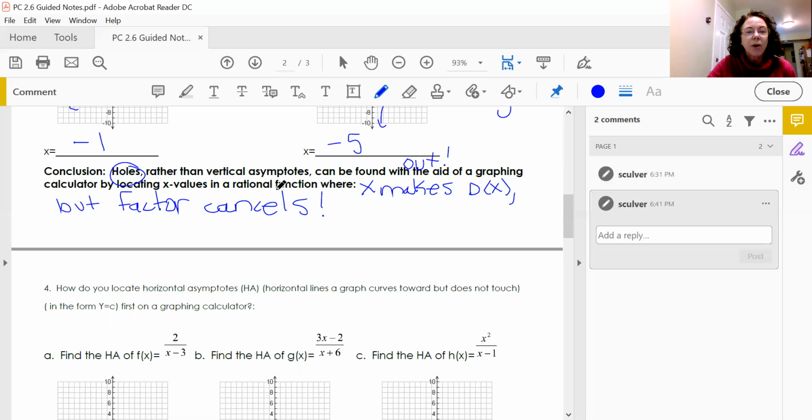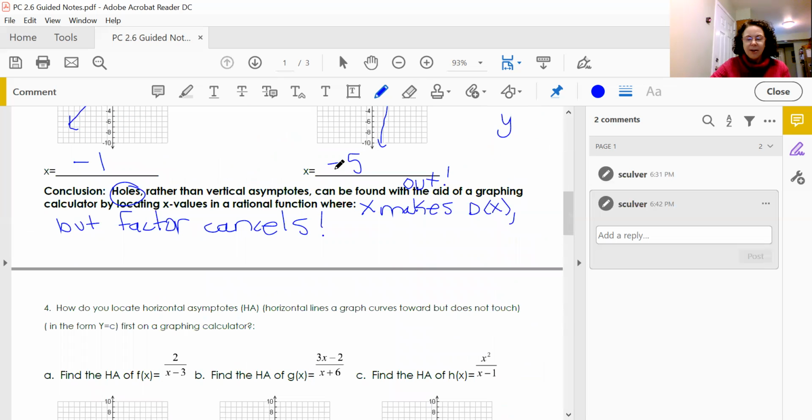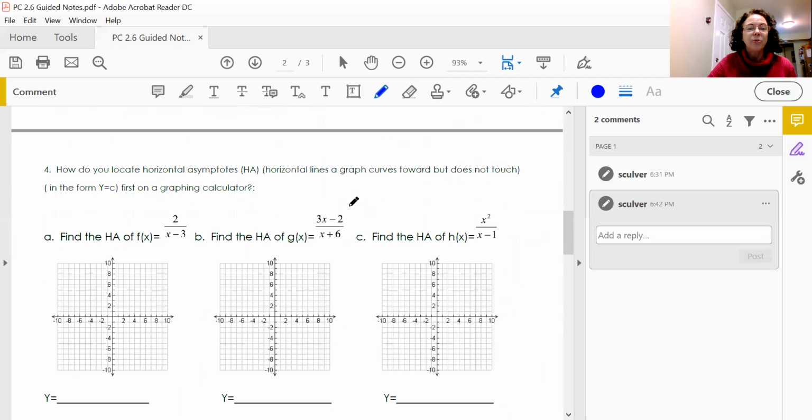This means we have to go back up to vertical asymptotes and add to it. Here we go. Vertical asymptote, x makes the denominator equal to 0 and does not cancel. There we go. So again, now we can look at rational expressions and find vertical asymptotes and holes, right? Without graphing or without using a graphing calculator.